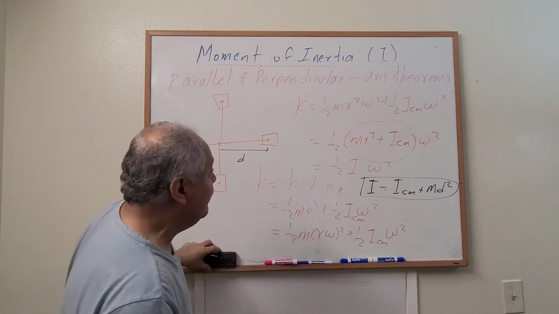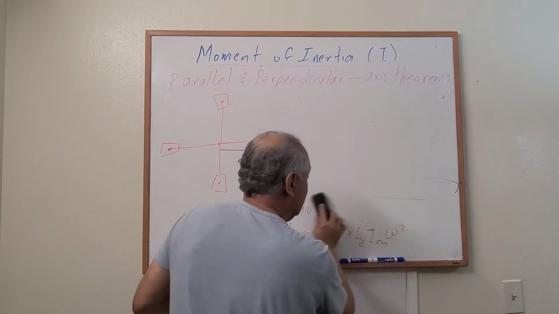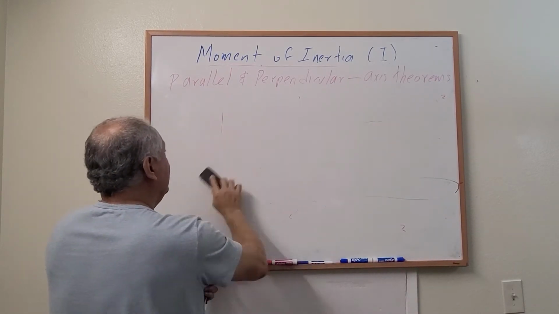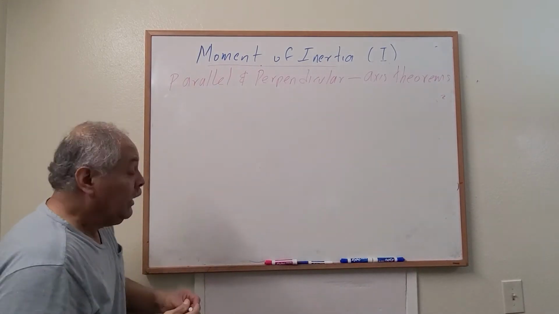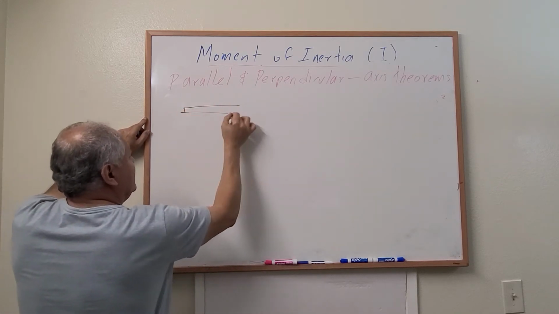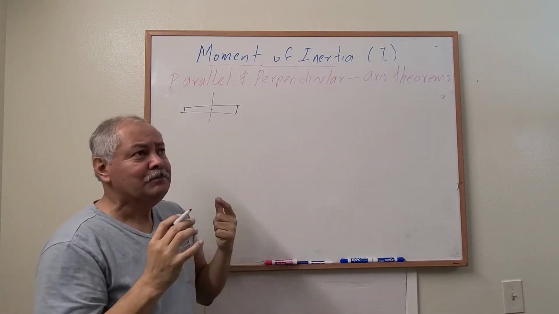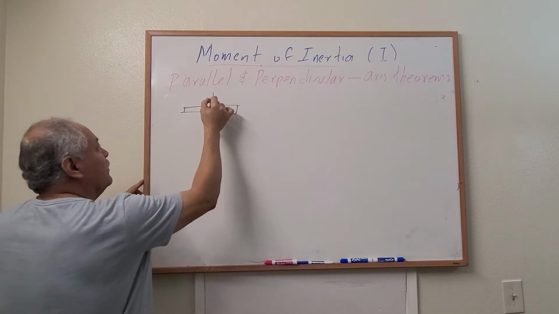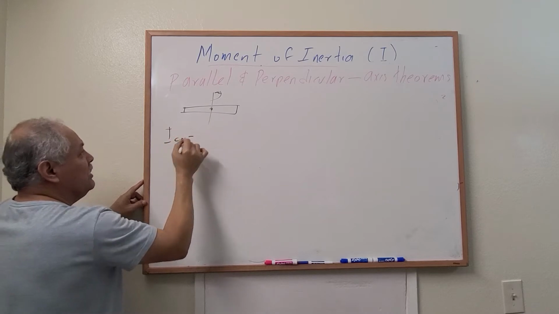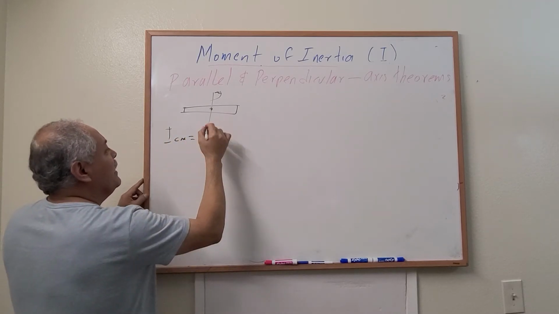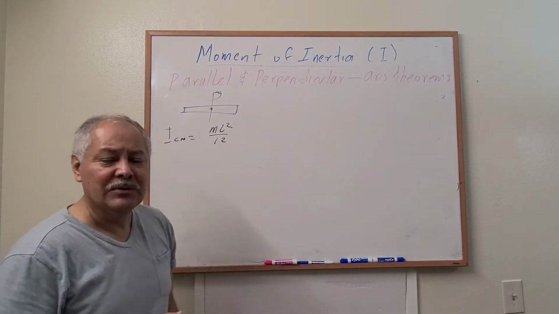For example, in the previous video, we found right here, we have a rod before. We did it before. We're looking for the moment of inertia through its center of mass, like this. And we found that the moment of inertia through the center of mass is equal to mass times L squared over 12. We did it in the previous video.